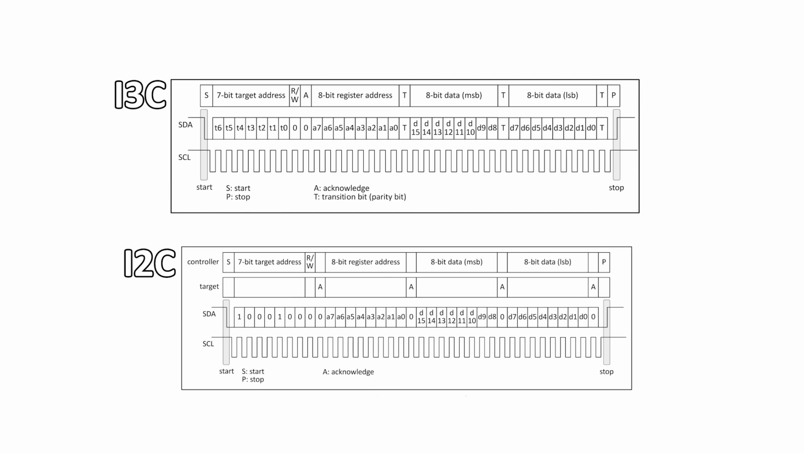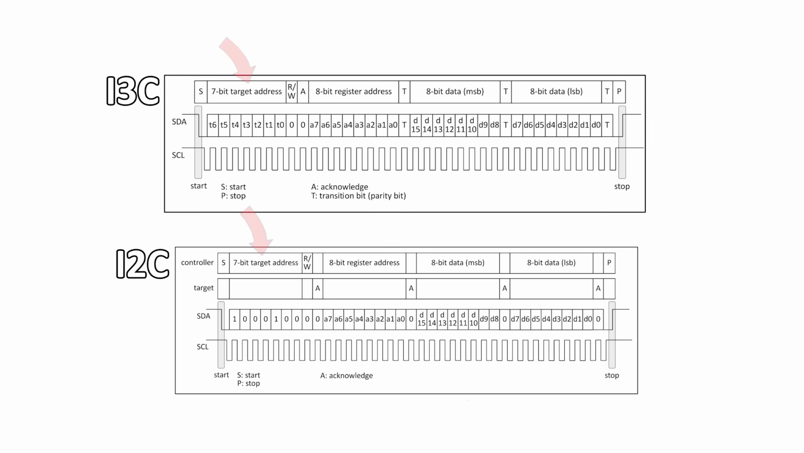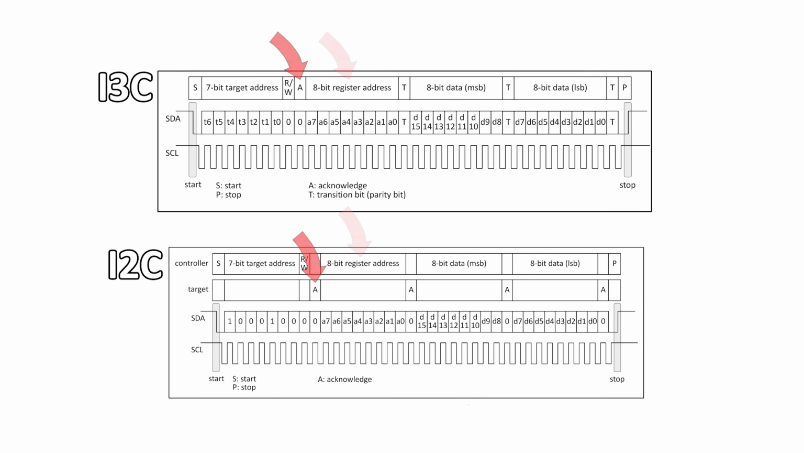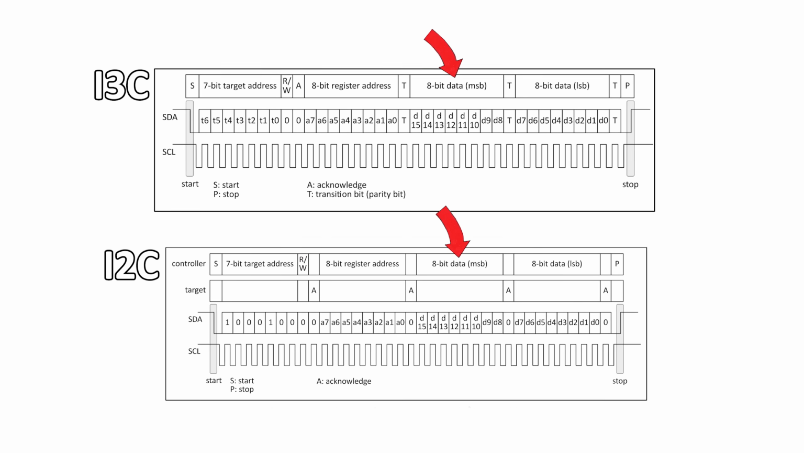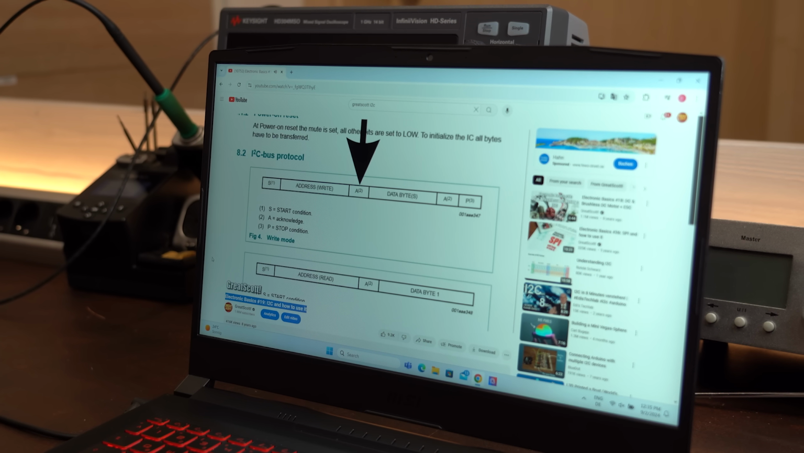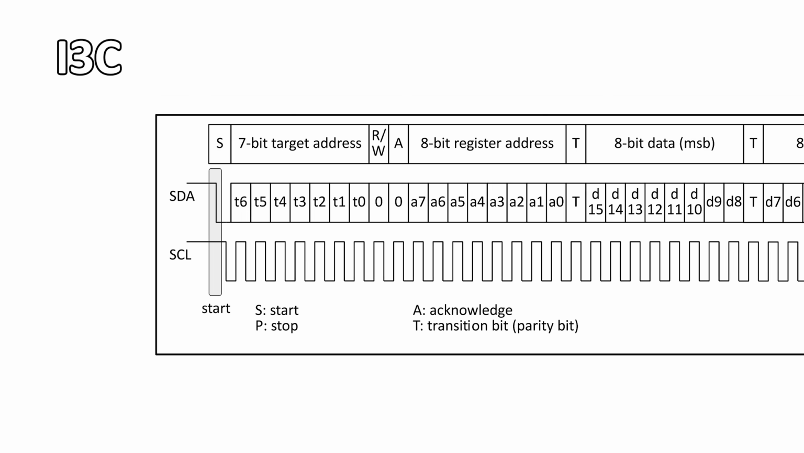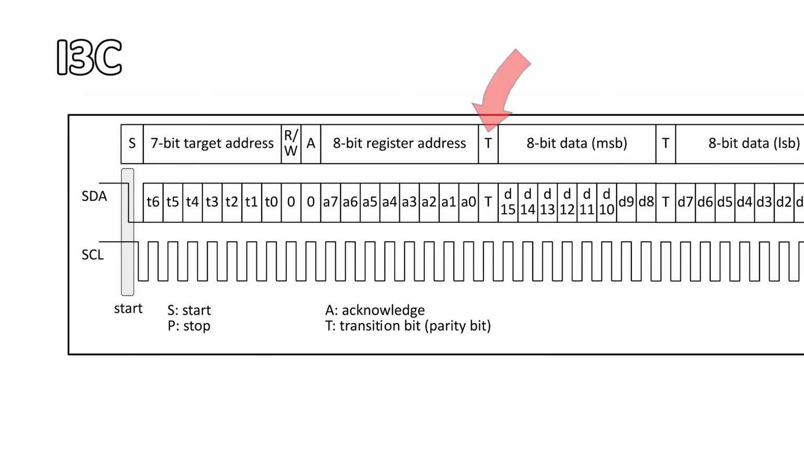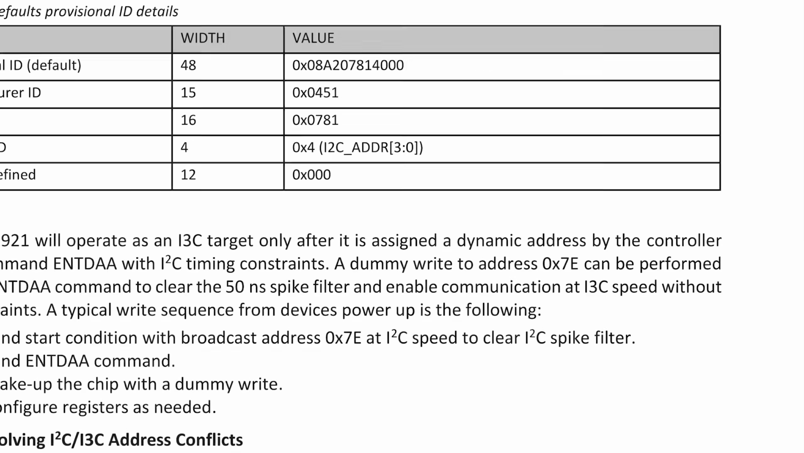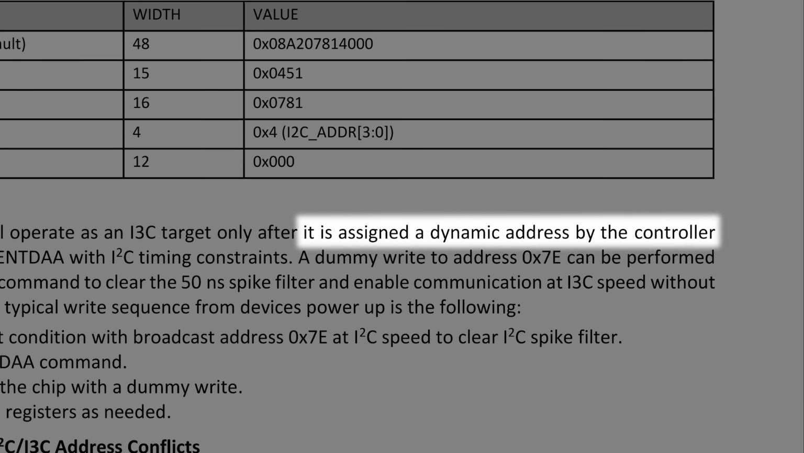But in general, the I2C and I3C data transfer still looks pretty similar, starting with the target address, the read or write bit, the acknowledge bit, register address, and ultimately all the data. And if you're completely confused right now, then I highly recommend checking out my I2C video, where you can get more details. But anyway, there is a small difference by using a transition bit, which I will not go into detail here, because way more important is that I3C can use dynamic addressing for the targets.